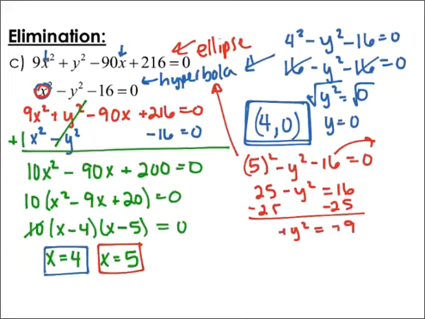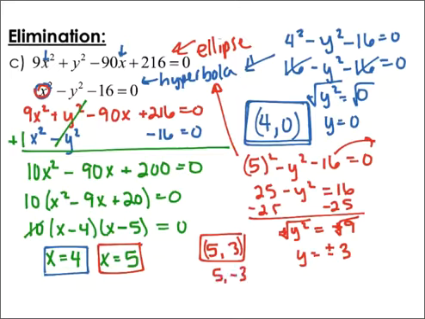Divide both sides by negative 1 to cancel out those negatives. Square root both sides. Remember, when you take the square root, don't forget about your plus minus. The square root of 9 is 3. So I actually get two different y values. So when x is 5, y is 3, or when x is 5, y is negative 3. So I end up with 3 intersection points.